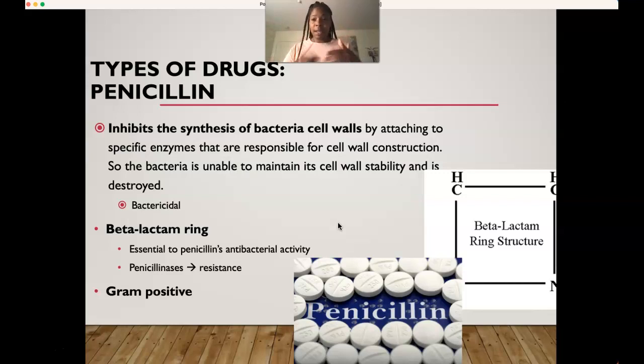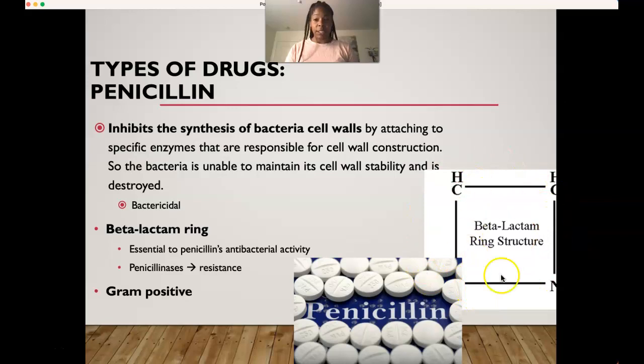They do that by attaching to an enzyme that's responsible for triggering the construction of the actual cell wall. So if the cell wall can't be built, then we know that the drug can start to attach and destroy the actual bacteria itself. So most of the penicillin group are bactericidal in nature. The immune system will not have enough time to react, and that's okay. We want to just destroy the bacteria in hopes that the signs and symptoms will reduce relatively quickly and rapidly.